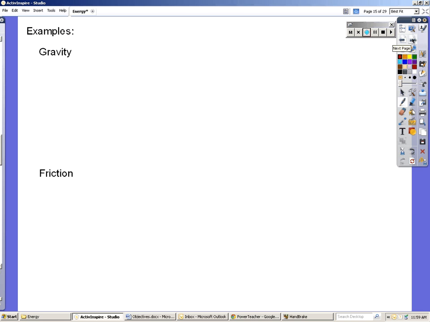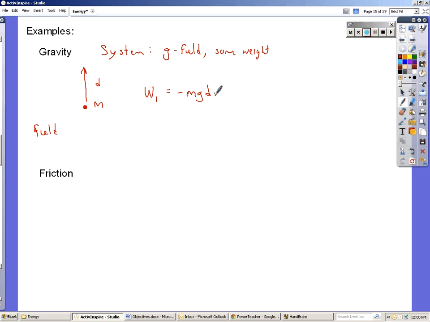So gravity is a conservative force. Let's say your system is the gravitational field and some weight. So we have our field and we've got a little mass m here. What we're going to do is move that mass m upwards a certain distance, d. And so the work done by gravity in that first motion is equal to negative mgd. It does negative work here.